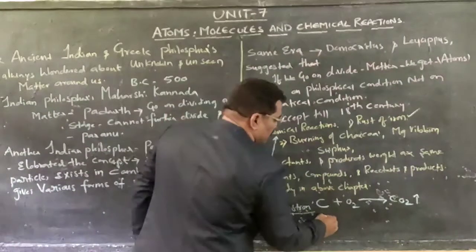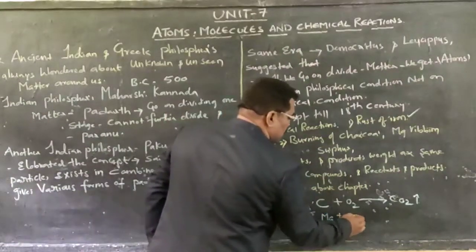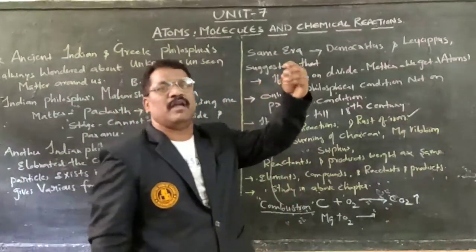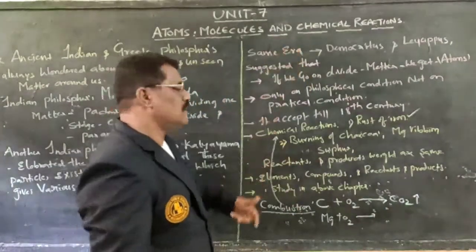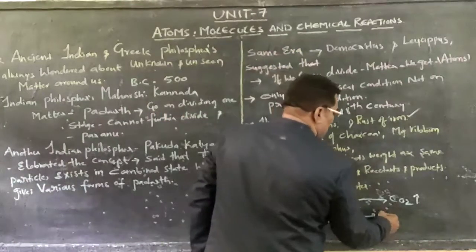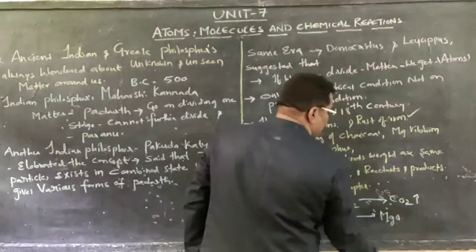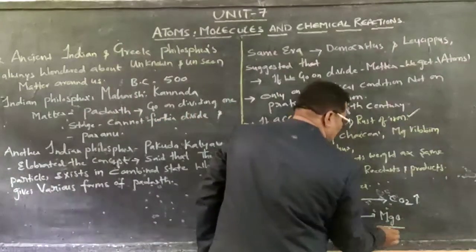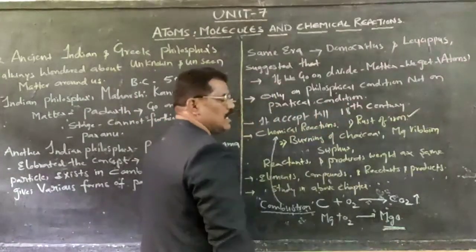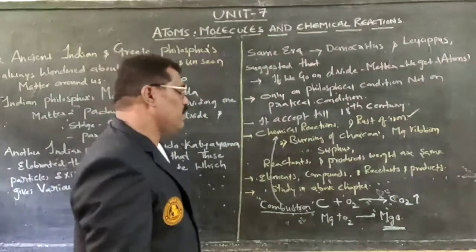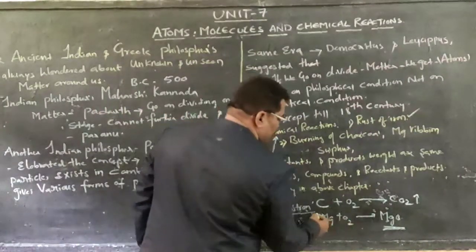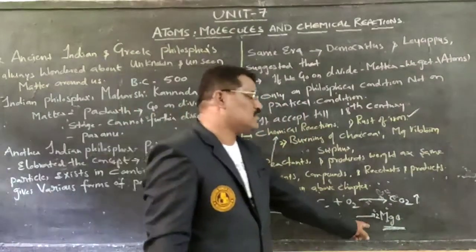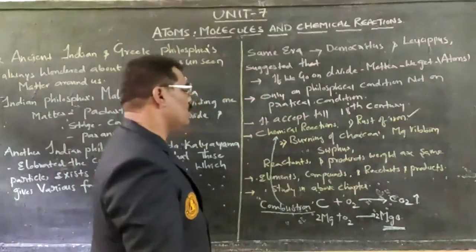Similarly, if I burn a magnesium ribbon in the presence of oxygen, what happens? A glaring light appears within fractions of a second, and a white ash is formed. That product is called magnesium oxide. Balancing the equation: 2 Mg plus O2 gives 2 MgO.